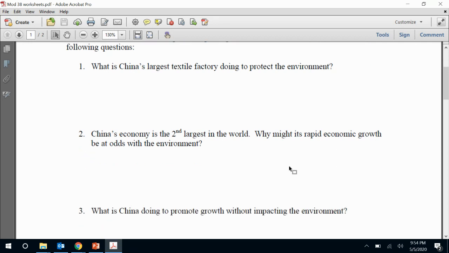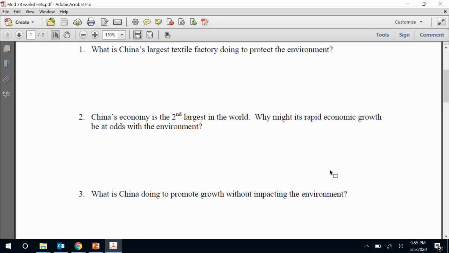Okay. China's economy is the second largest in the world. Why might its rapid economic growth be at odds with the environment? Well, coal has made China the world's largest producer of greenhouse gases, and the region suffers from air and water pollution due to this coal use. There are weeks where people don't see a blue sky in certain parts of China because of all the factories.